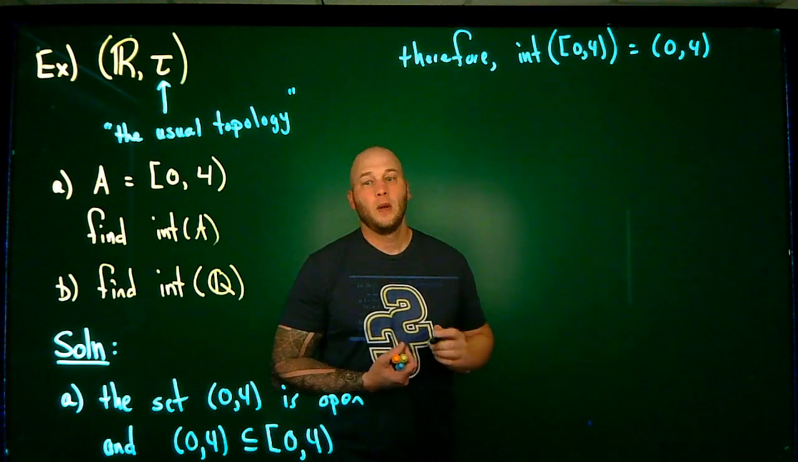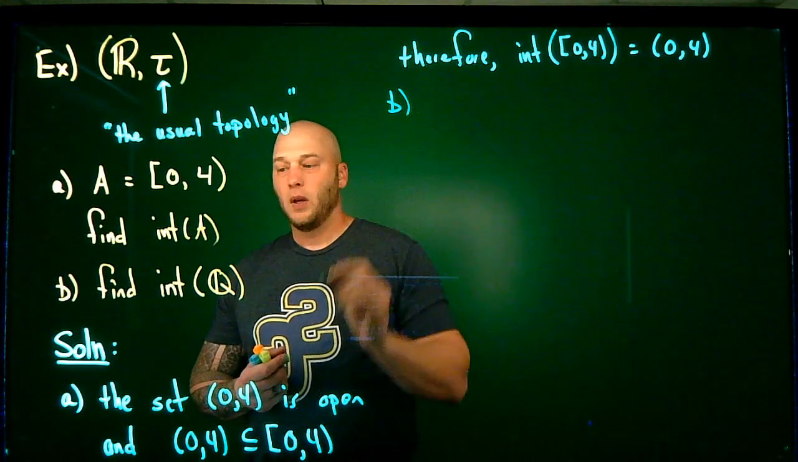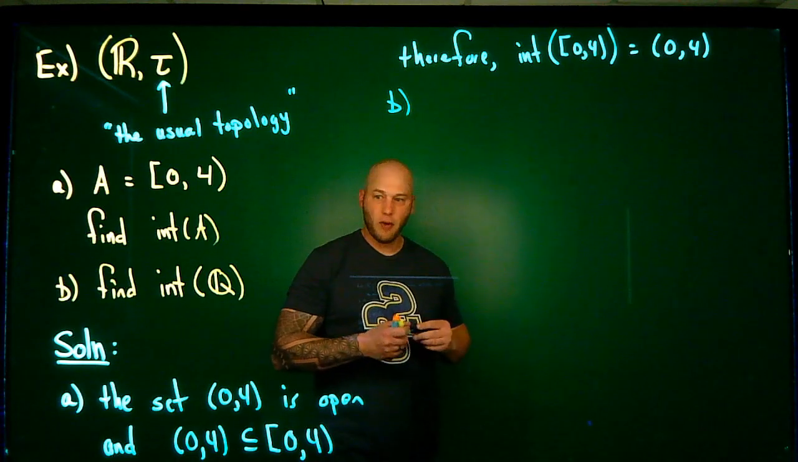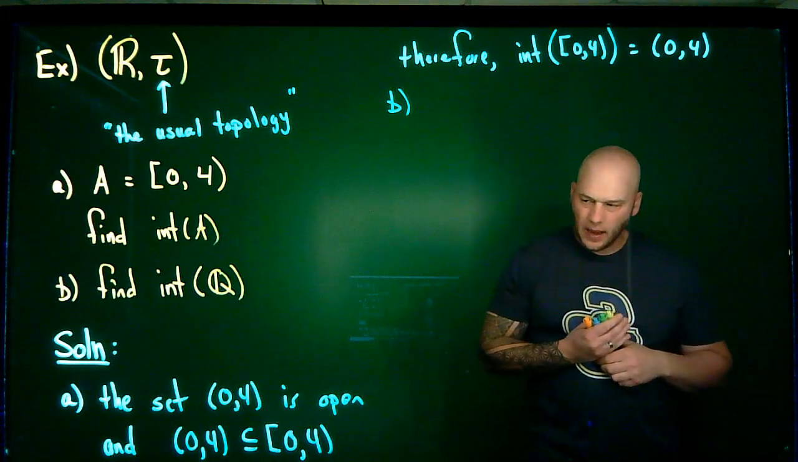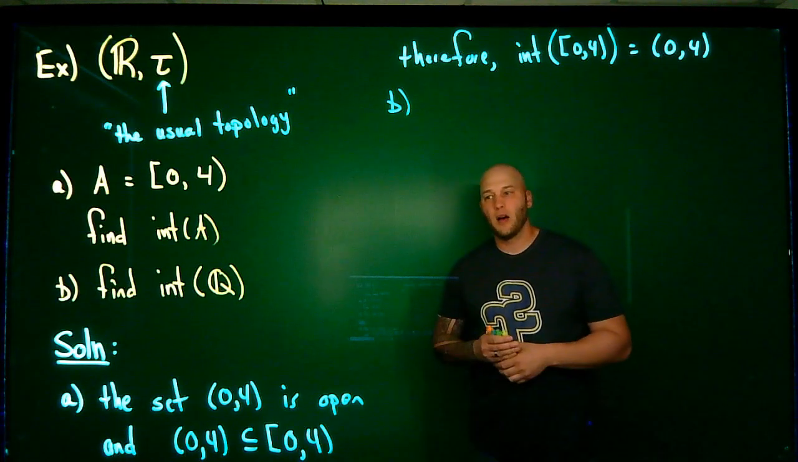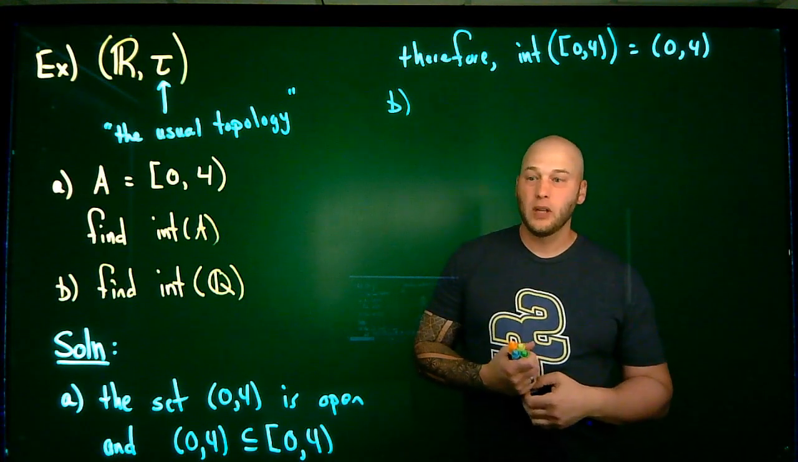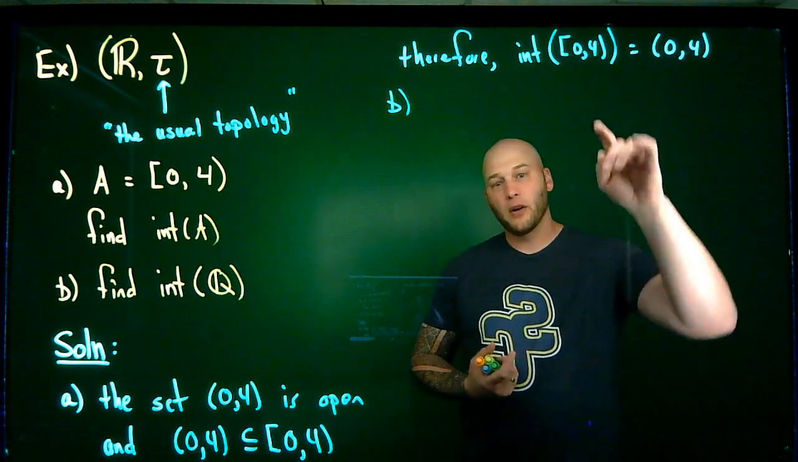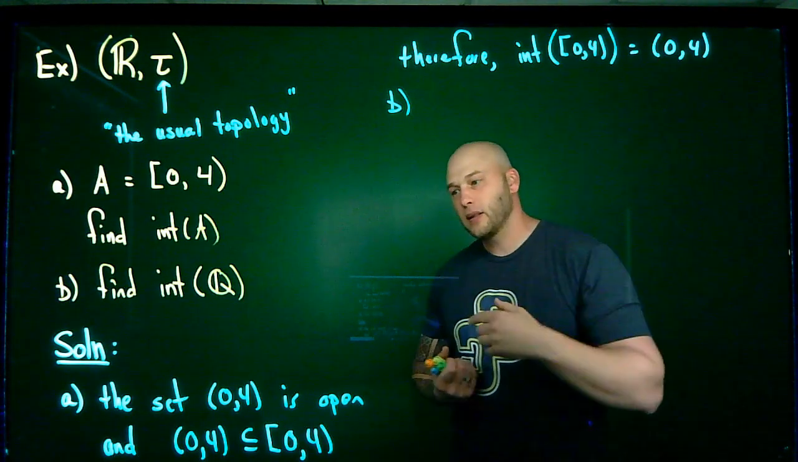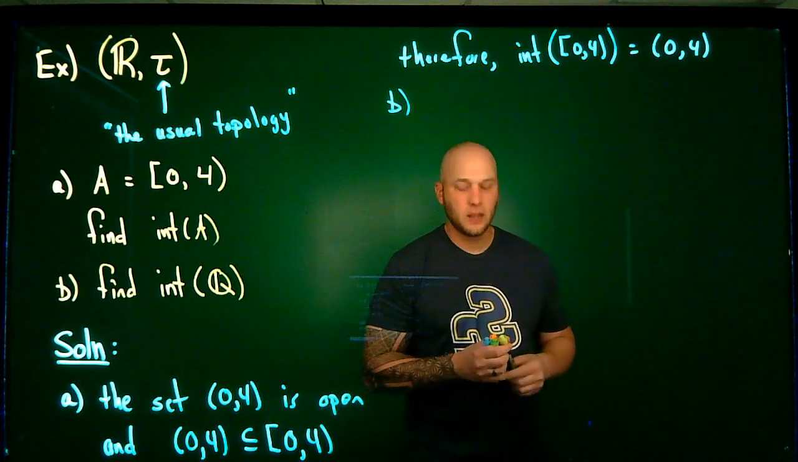Okay. Part B. The interior of the rationals. Well, let's see what we can say about an open subset of the rationals. Again, the interior of the rationals is the union. Let's interpret it this way: rather than thinking about the largest open set contained in it, let's think of it as the union of all the open sets contained in it.